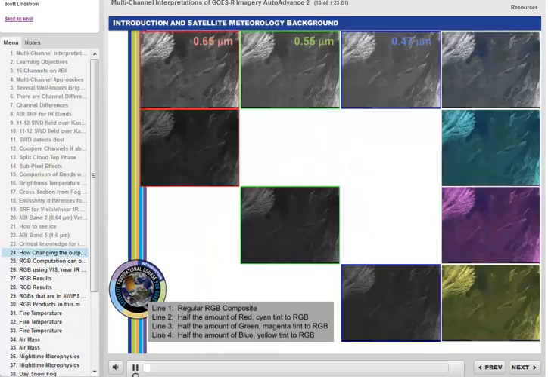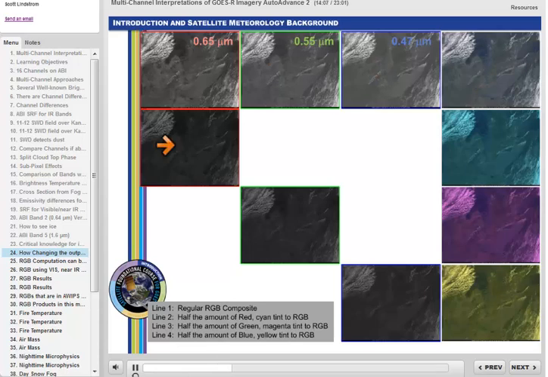This slide shows how changing one of the 3 inputs will affect the RGB image. The columns show the red, green, and blue components and the derived RGB. The top line shows the red, green, and blue bands from Terra MODIS and the true color RGB that's derived from them. The control, if you will.